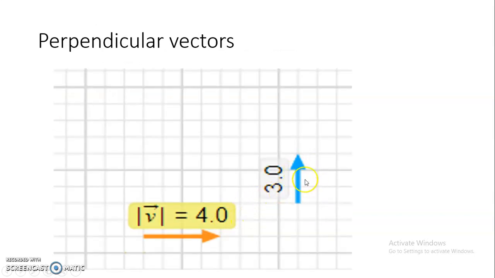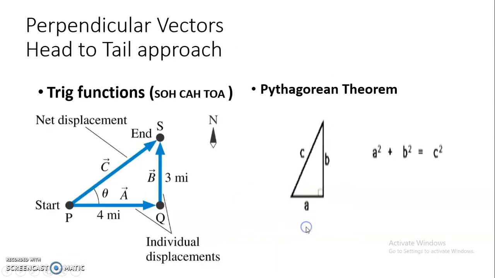So here we have an example of perpendicular vectors, which basically means they are at a right angle to each other. One of them is facing east, the other one is facing north, and if we take this and place it here, then we will have a right angle here. Okay, let's see how we actually add them together.